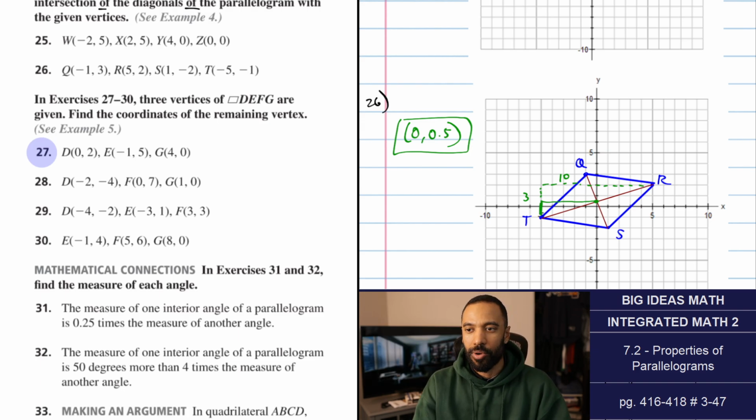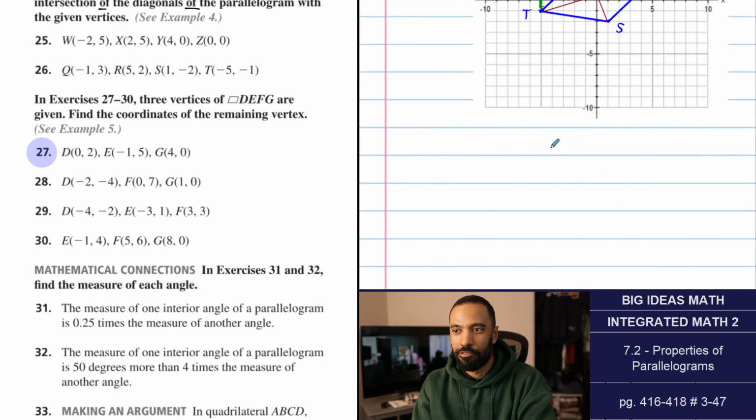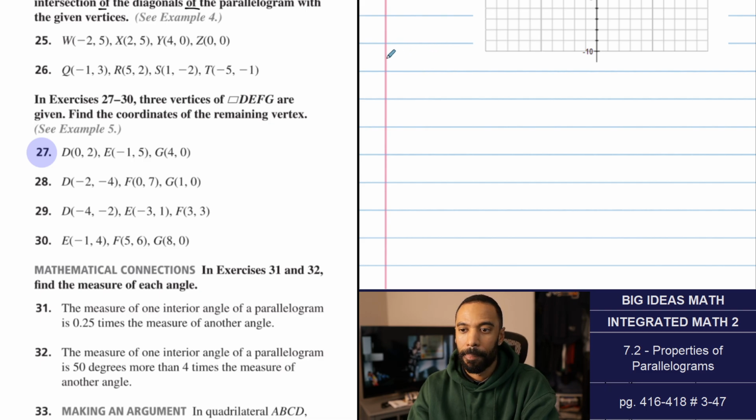Okay, we're still going to do some graphs on 27 to 30, but this time we're going to find the missing vertex, the missing point of the parallelogram that's here.